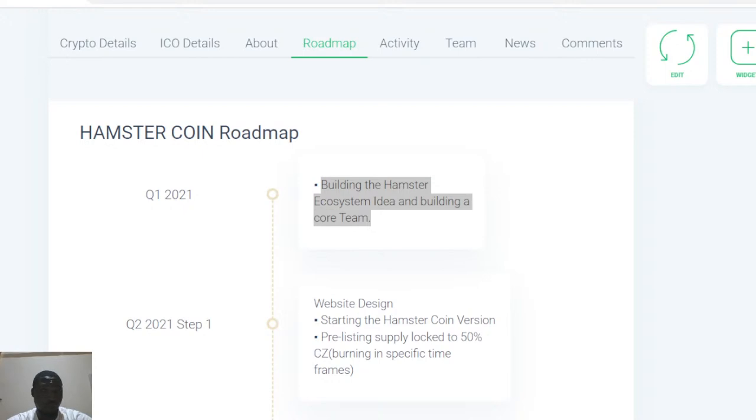Please, if you're not trading this token and this coin that I'm analyzing, please kindly start trading on it. It's actually a good project to invest in at this point in time.